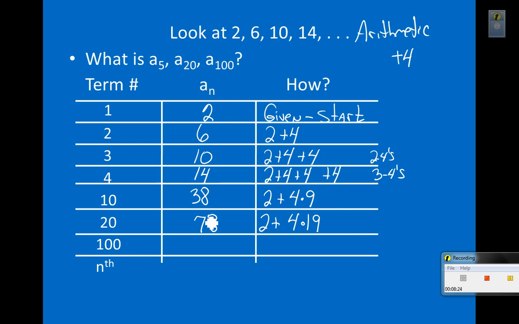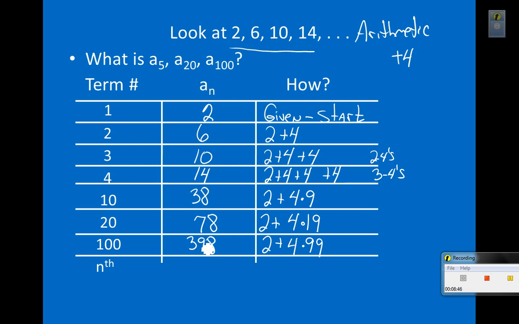The 100th term, hopefully you're seeing my pattern here, would have the 2 in front of there, and it would have a 4 ninety-nine times. So the 100th term, meaning if I gave you this sequence and made you write it out 100 times, you would write down the number 398. But I want to put this into a formula that will work for anything that I want it to work for.